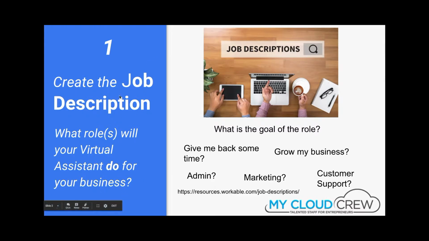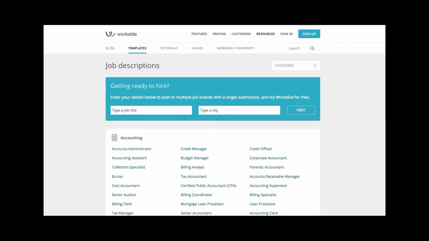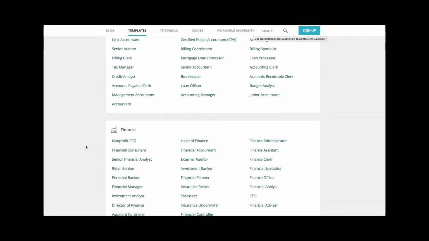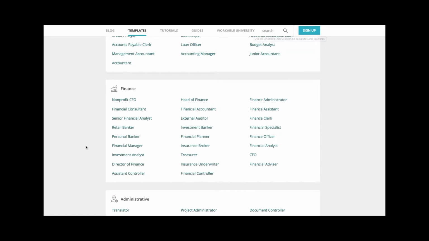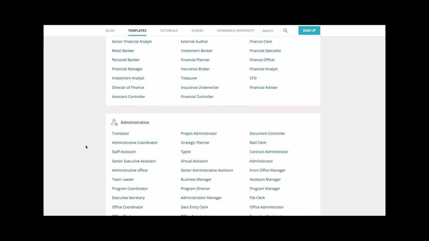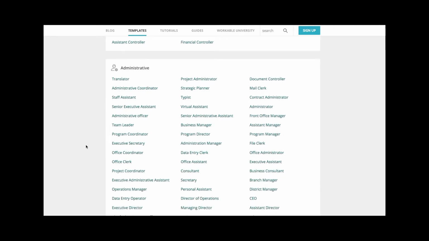For those of you who are new to creating a job description, there are some nice hacks out there. I'm just going to take a look at a couple of them for you. So if we look at a platform like Workable, we use Workable for our recruitment, and you can see here there are literally hundreds and hundreds of job descriptions in here. So resources.workable.com, and I've linked that back in that slide. So you can see there's literally hundreds.